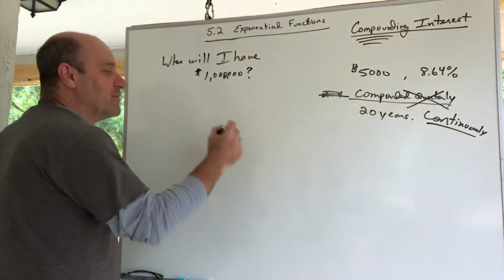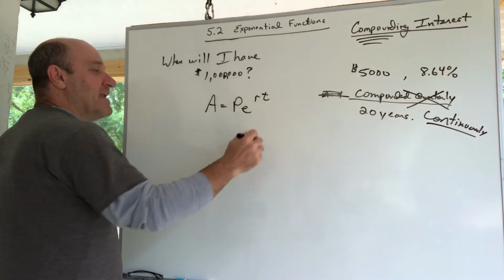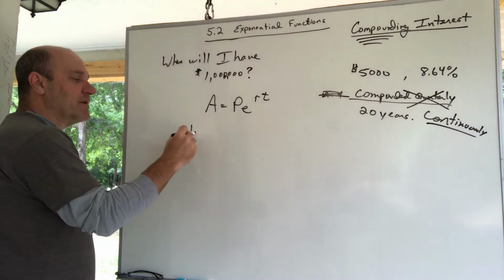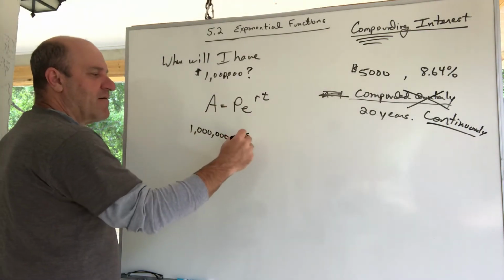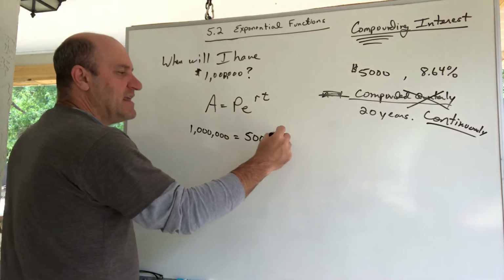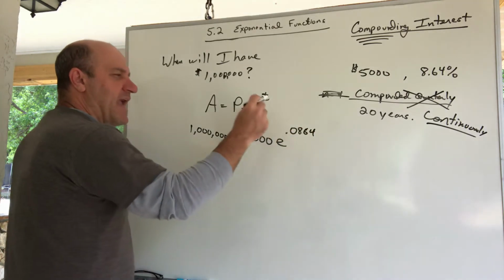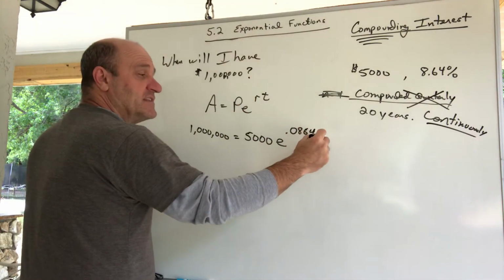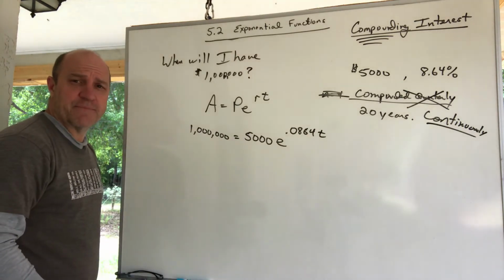So now what do you do with that formula? Here, let me write the formula down. The formula was this. Now I'm looking for when this is going to be $1 million. What's the original amount? 5,000. The interest rate is 0.0864. And I'm looking for the time, the number of years it takes. So I've got to solve for t.